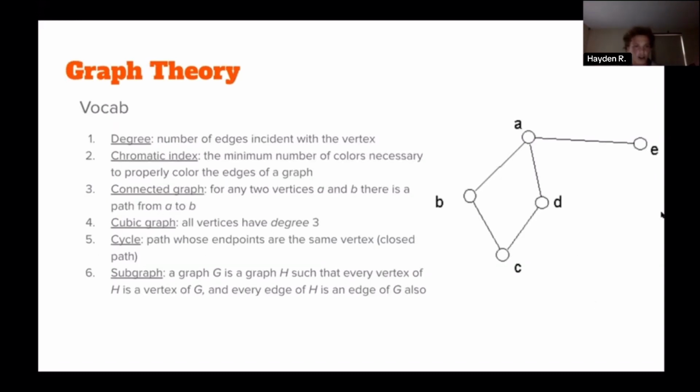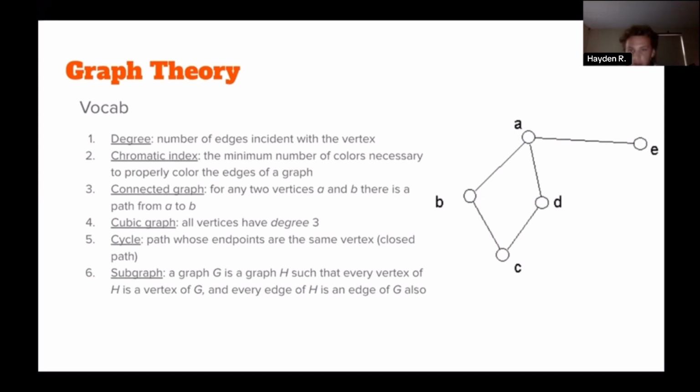So to create this foundation so you guys can understand our research, let's go through some vocab really quickly. So a degree is the number of edges incident with the vertex. So if you look at that graph to the right, if you looked at vertex A, you can see there's three edges coming from it, which means that vertex A has a degree of 3. If you looked at vertex B, it would have a degree of 2 with the 2 edges coming from it, etc. So the chromatic index is the minimum number of colors necessary to properly color the edges of the graph.